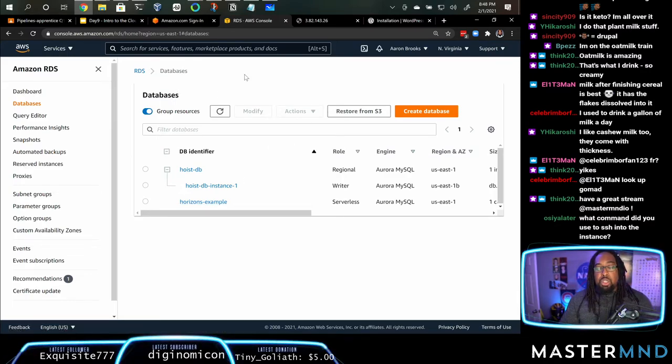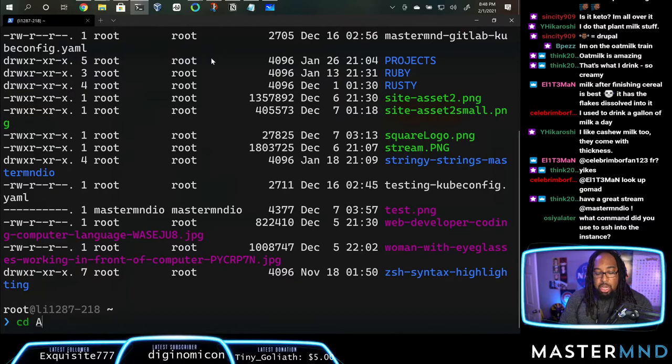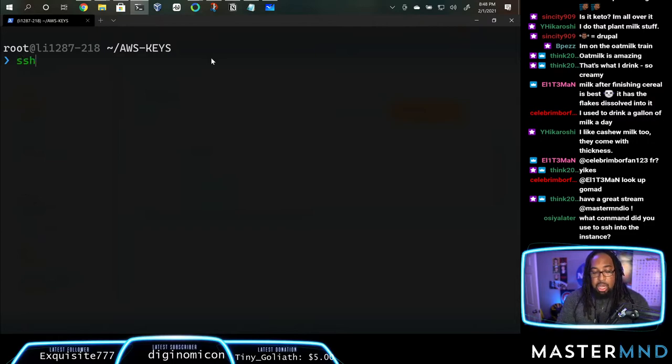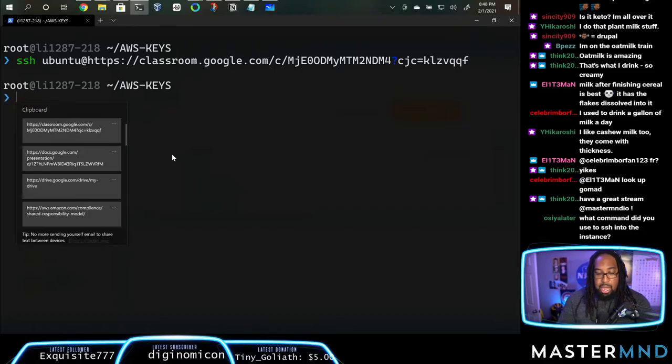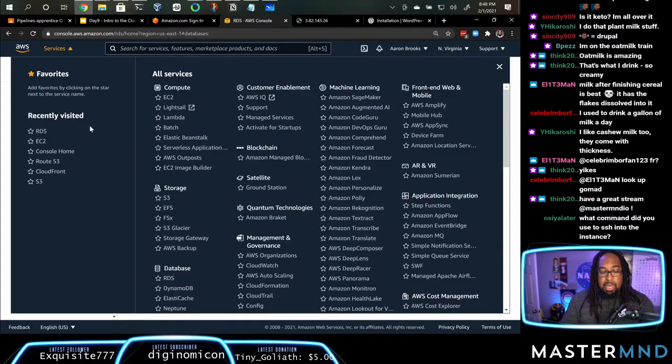What command did you use to SSH into the instance? So I'm not actually SSH'd in yet. I SSH'd from my system to a development system that I use. The command to actually log into it, because we have to use those keys, is SSH. Normally it's SSH, the user. So we use an Ubuntu server. So the user on Amazon is Ubuntu, and then the IP address of the system. So I need to go back and copy the IP address of the system. My bad. Let's go back to EC2.